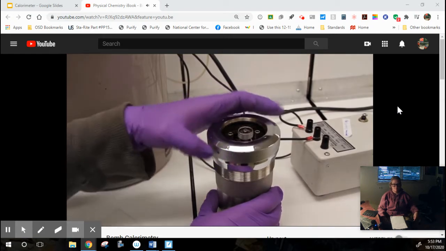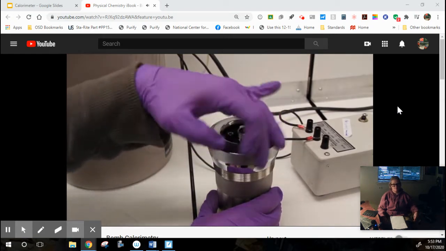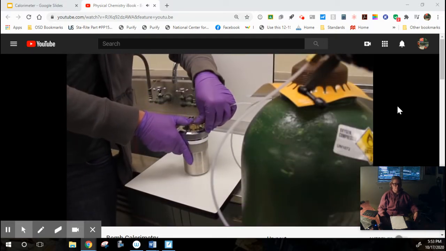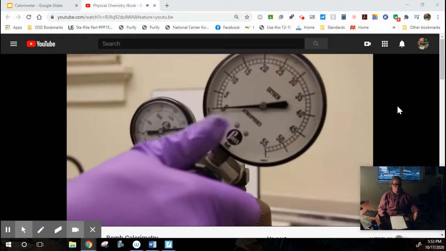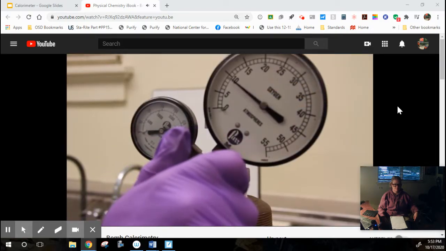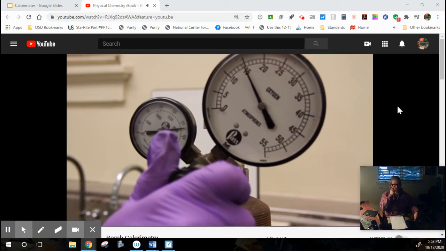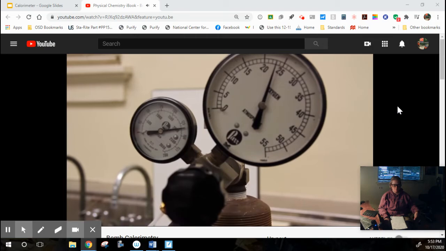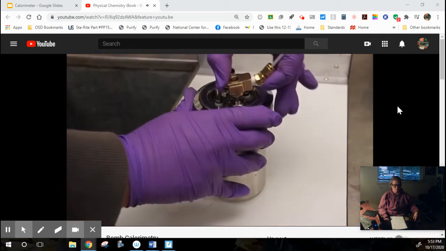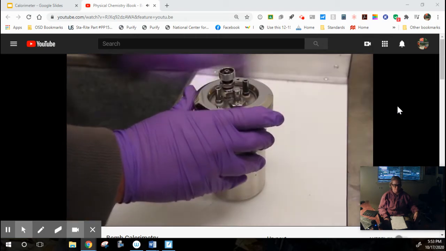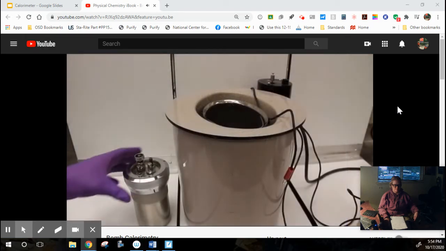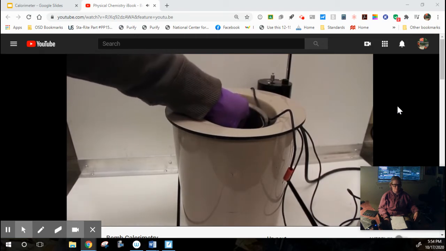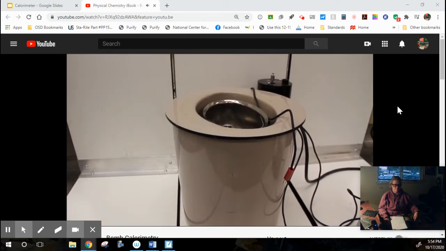At this point, the bomb is ready to be pressurized. An oxygen manifold is attached to the appropriate tab on the bomb and filled to approximately 20 atmospheres with oxygen by slowly turning the front knob of the oxygen tank regulator. When the bomb is pressurized, turn off the flow of the oxygen, release the tab on the oxygen tank regulator, then remove the manifold from the bomb. After the bomb has been purged twice and pressurized with 25 atmospheres of oxygen, load the bomb into the calorimeter and add 2 liters of water from a volumetric flask.